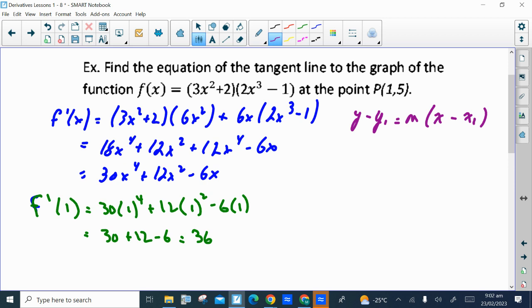Remember, most equations have an x and a y in them, so that's where the x and y come from. But y1 will be 5. That's the y coordinate at the point of tangency. Again, m, our slope is 36. x1 would be 1.